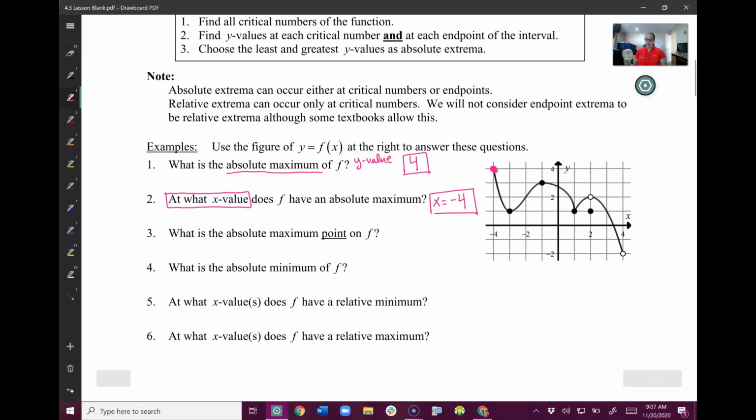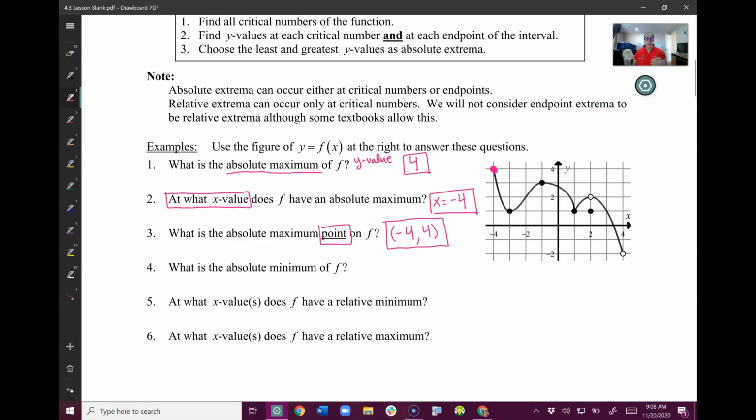Or compare that to number 3. What is the absolute maximum point on f? Well, the point is (-4, 4). So notice all 3 of those questions are talking about the same place on the graph, but all 3 of them have different answers based on how the question is worded.